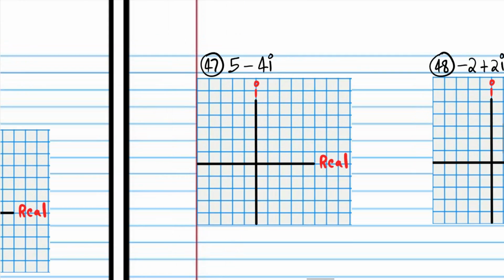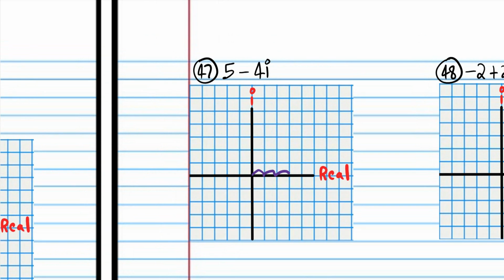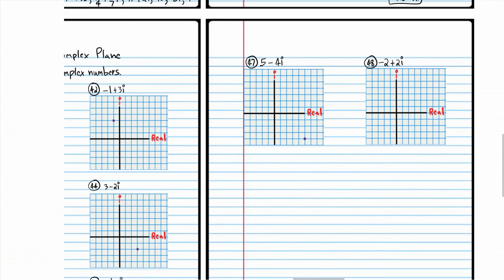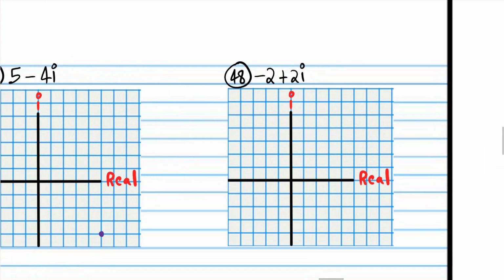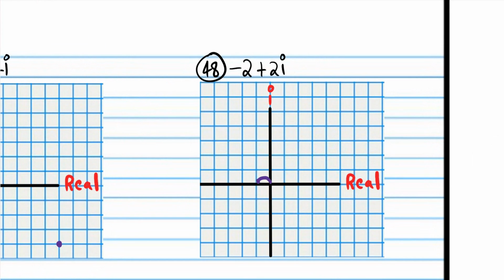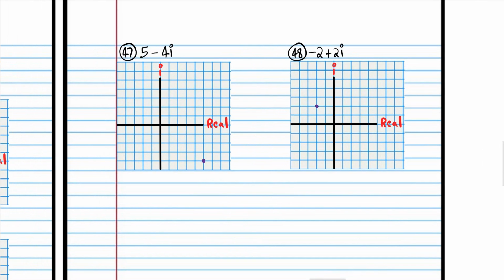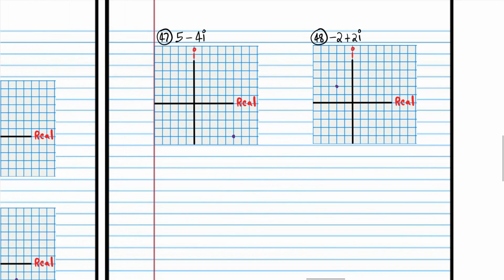When you come back, we'll do it together. Okay, we're back, so we're going to move 1, 2, 3, 4, 5 units to the right, and 1, 2, 3, 4 units down. So there you go. If you got that right, excellent. Try number 48. When you come back, we'll do it together. Alright, we're back. So we're going to move 2 units to the left, and then 2 units up, and we have our point. So as you can see, graphing complex numbers is really not that difficult.